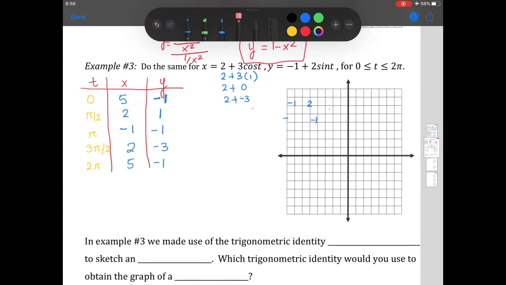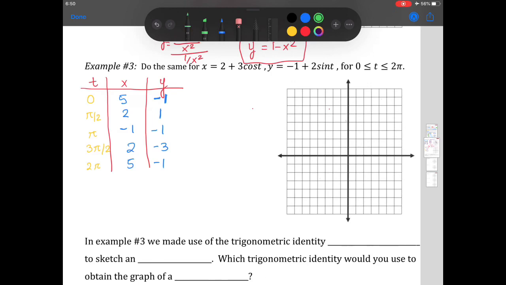I'm going to erase these. Okay. So now what do I do? I need to graph them. So let's graph them. So it's 5, -1. I'm going to take green. 1, 2, 3, 4, 5, -1.